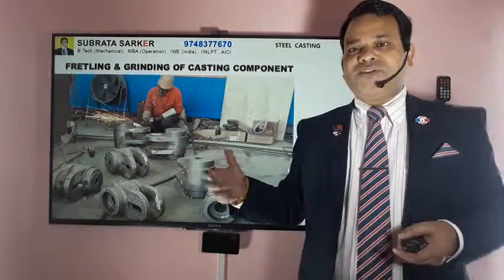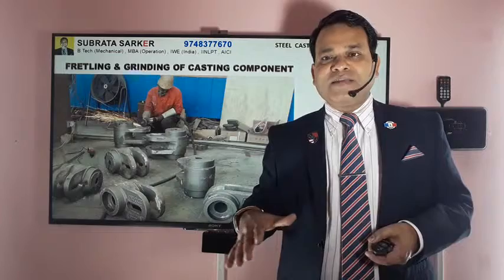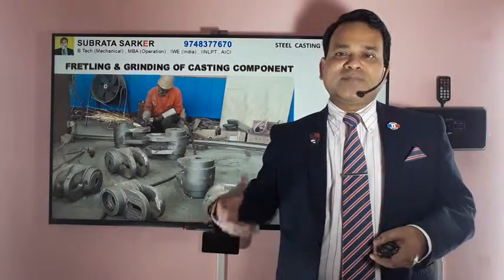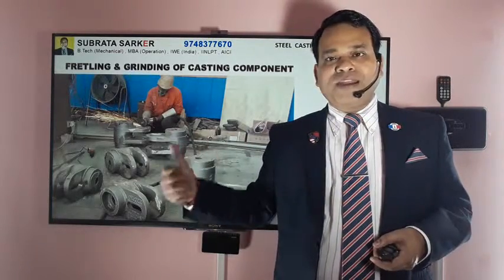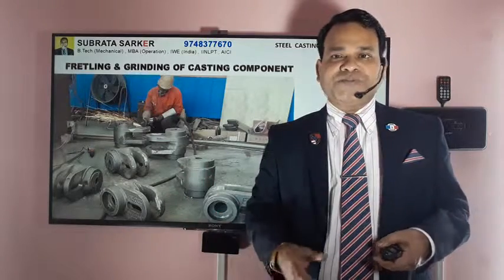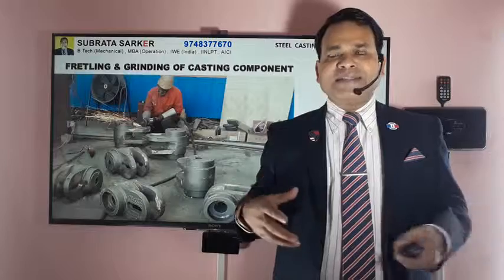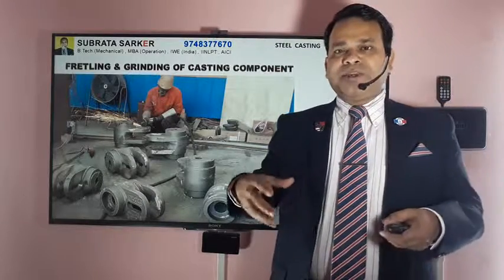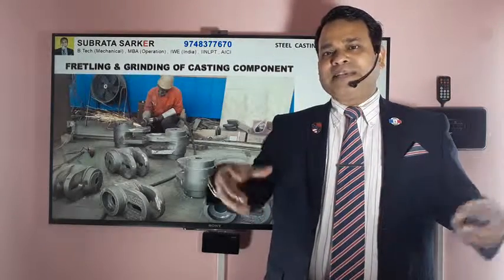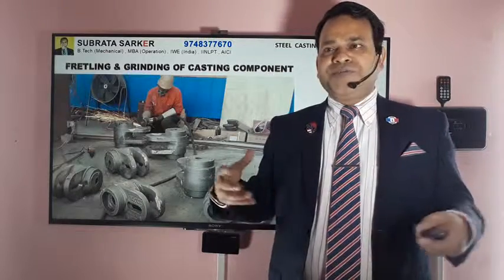And after that you need to clean the material by grinding it and cutting the extra projected portions. This is basically called fettling or the grinding process in casting. After that, for fine dimensional accuracy, in most cases the castings go to the machining process, where precise material removal happens through different machine tools.